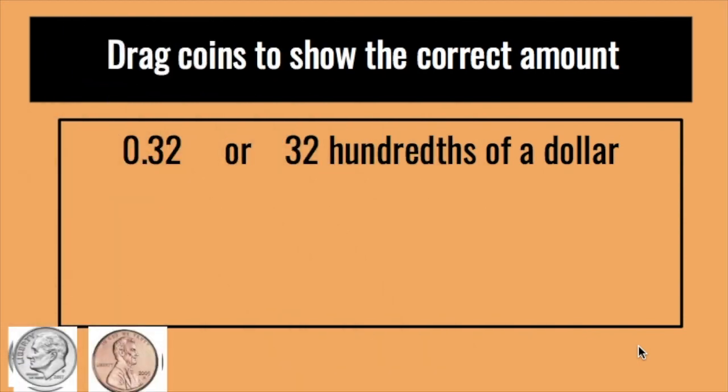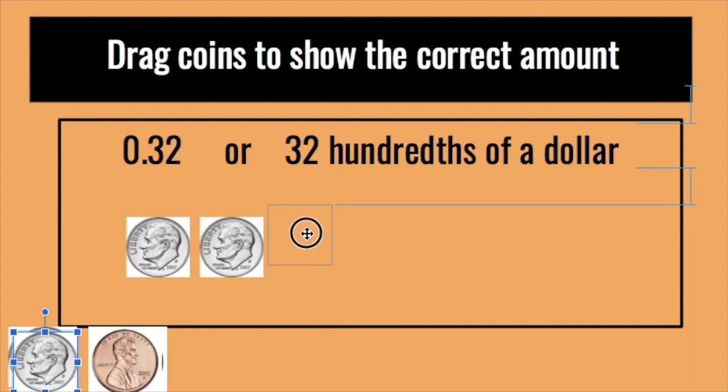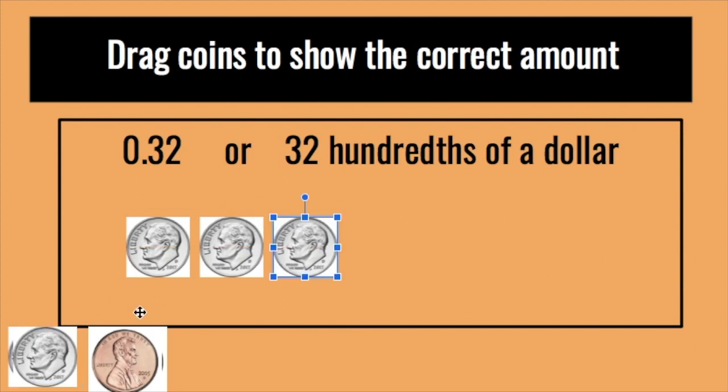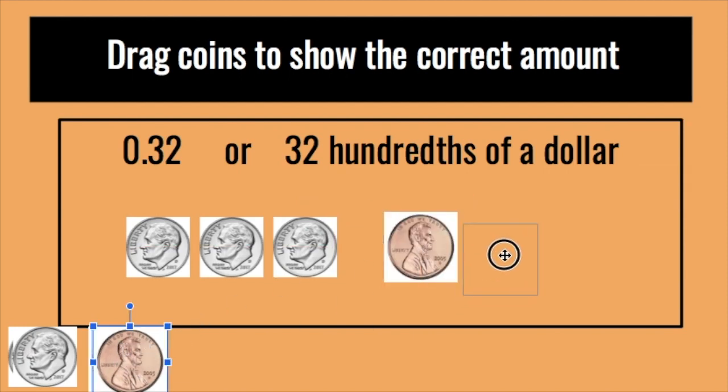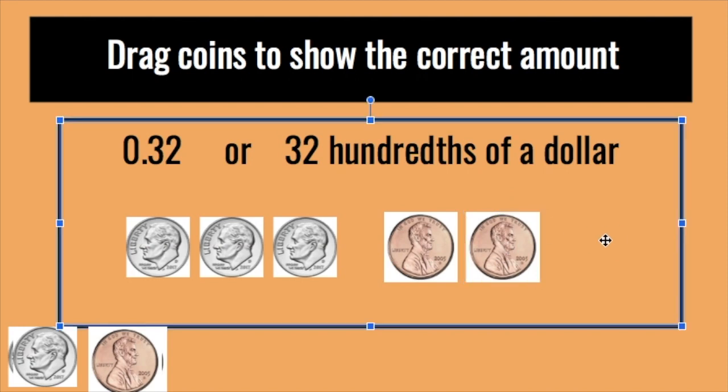To complete your independent work, you will match the decimal amount shown on each slide. In this case, this shows 32/100ths. To show 32/100ths of a dollar, I would need to drag 3 dimes, or 3/10ths of a dollar, and 2 pennies, or 2/100ths of a dollar. Altogether, this shows 32/100ths of a dollar, or 32 cents.